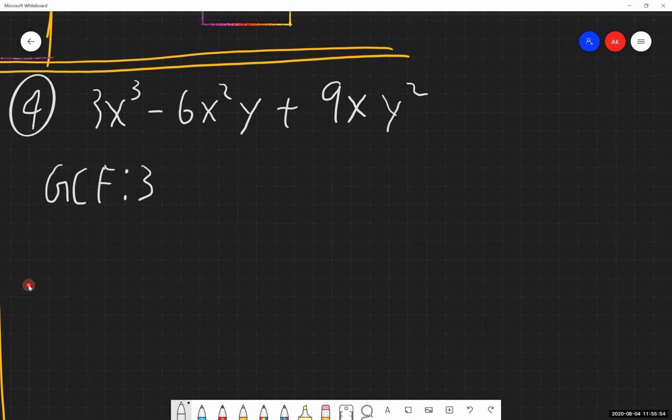Let's look at our x's. I have an x cubed in the first term, an x squared in the second term, and an x in the last term. So what is my greatest common factor with the x variables? Well, it's going to be the smallest one. That's just going to be x. So I add on to my greatest common factor, now 3x.